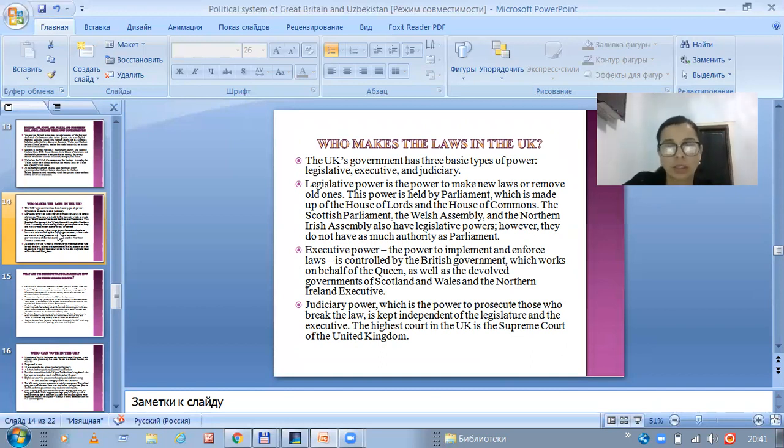Judiciary power, which is the power to prosecute those who break the law, is kept independent of the legislature and executive. The highest court in the United Kingdom is the Supreme Court of the United Kingdom.